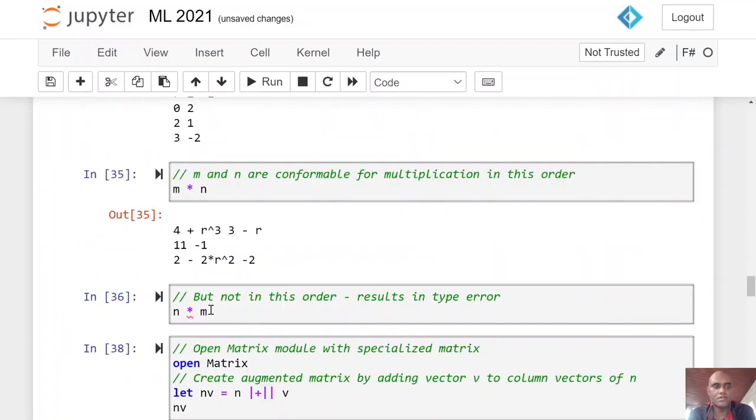Okay, so this is the type. You get a type error when you try to multiply in this non-conforming way.